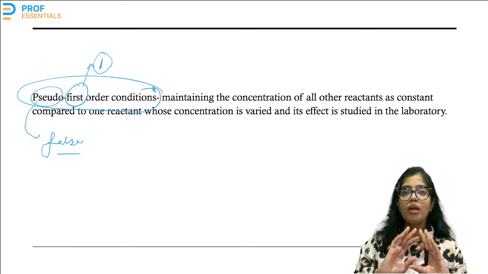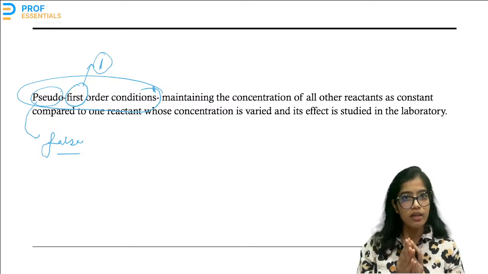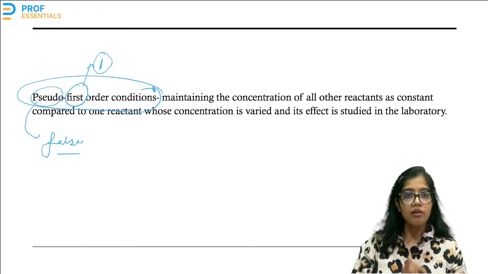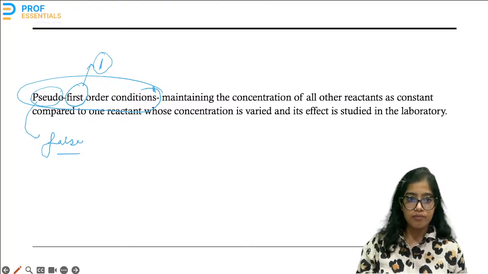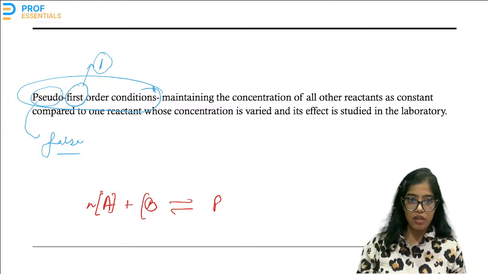Now, if you maintain the pseudo first order reactions, focus on one reactant. Okay, suppose this is the reaction, and it forms this product. Now this is the stoichiometric coefficient of A, this is the stoichiometric coefficient of B.